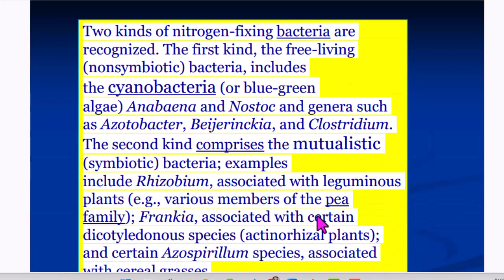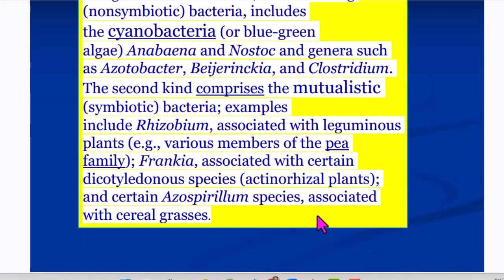There are two kinds of nitrogen-fixing bacteria. The first kind, free-living non-symbiotic bacteria, includes cyanobacteria, blue-green algae, Anabaena, Nostoc, and genera such as Azotobacter, Beijerinckia, and Clostridium. The second kind comprises the mutualistic symbiotic bacteria. Examples include Rhizobium, associated with leguminous plants; Frankia, associated with certain dicotyledonous species; and certain Azospirillum species associated with cereal grasses.